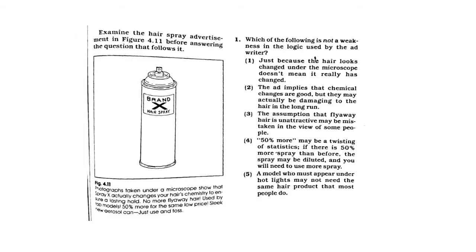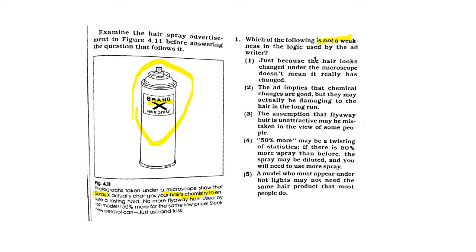Now, question number 1 is the same sort of question. Which of the following is not a weakness in the logic used by the ad writer? This is for hairspray. It says photographs taken under a microscope show that spray X, brand X, actually changes your hair's chemistry to ensure a lasting hold.